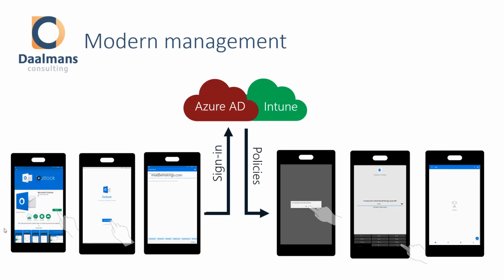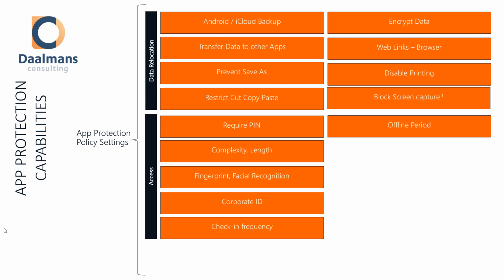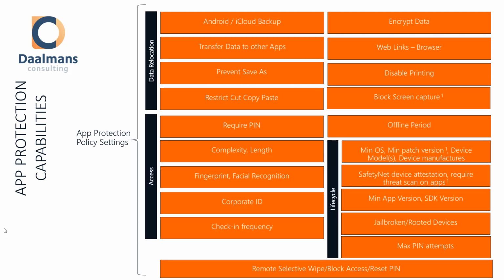So how does this work? We use the broker apps. In iOS, we use the Authenticator app to access Azure AD to authenticate. We use Intune to pull down the policies to configure the app. And we have a long list of capabilities that we can use to protect the app.